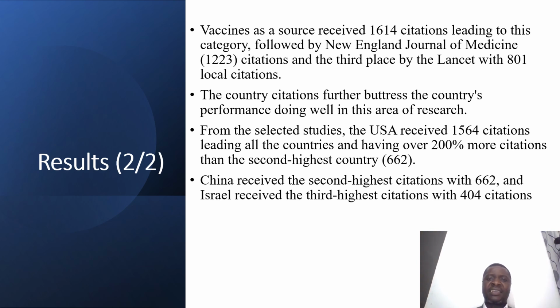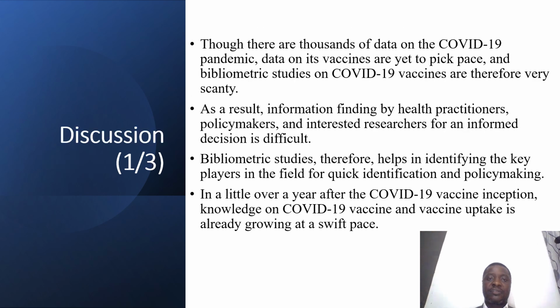The country citations further buttress the countries' performance doing well in this area of research. From the selected studies, the United States received 1,564 citations, leading all the countries and having over 200% more citations than the second highest country. China received the second highest citations with 662, and Israel received the third with 404 citations.